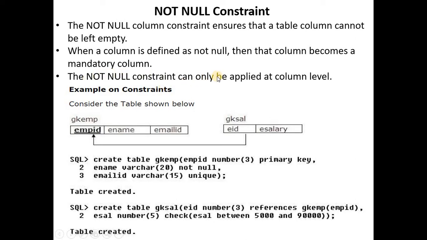The not null constraint can only be applied at a column level. Let's see an example on the constraints. Consider these two tables, that is GK EMP, GK employee, and GK salary, that is GK SAL. This GK emp table has three columns: emp ID, ename, email ID. In this, emp ID is a primary key. And this primary key is referenced in the GK salary table. So this will become a foreign key, because the foreign key is referencing the primary key.